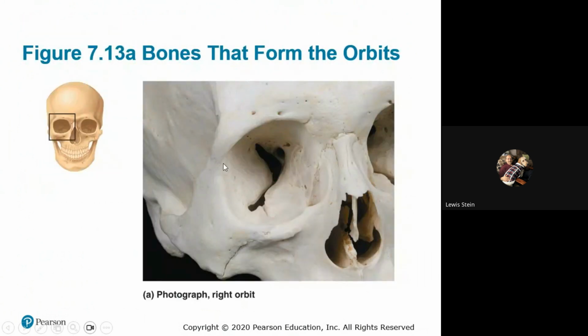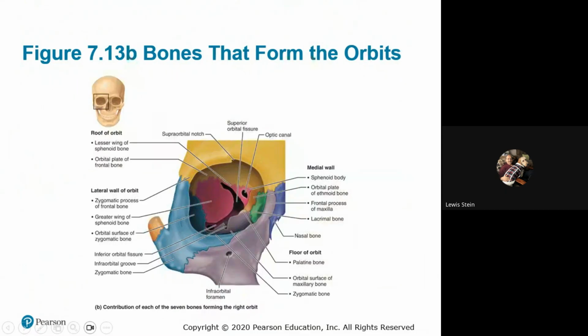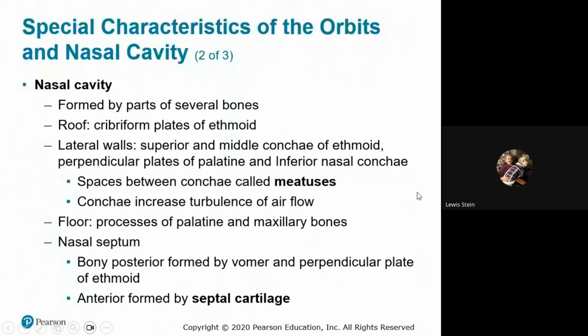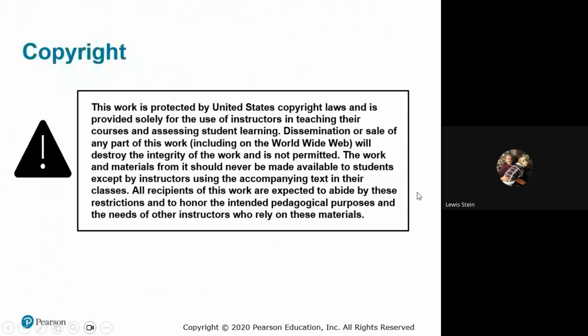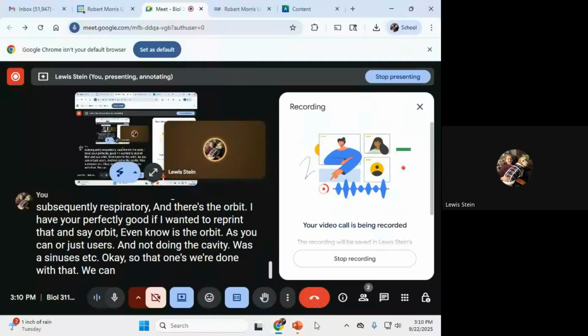And there's the orbit. If I wanted to reprint that and say orbit, you didn't even know it was the orbit. Or you just use this part. And then not doing the cavity or the sinuses, etc. Okay. So that one we're done with. We can X that out.